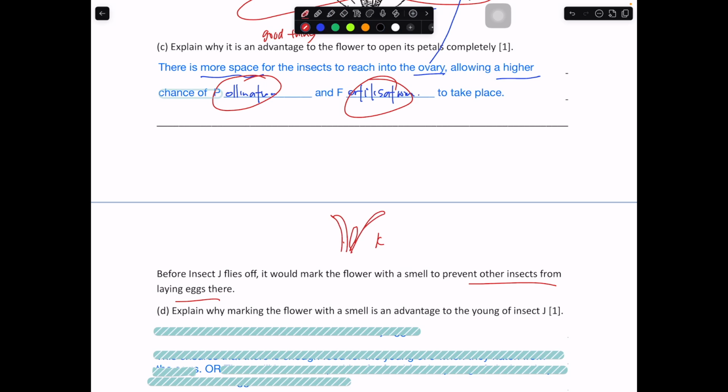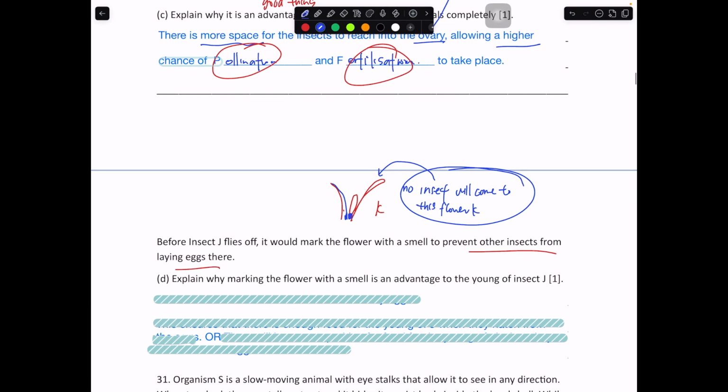Okay, so when the insect already lays the egg, no other insect will come to this flower. That means over here, they will not lay eggs over there. Then why is it a good thing to the young of insect J?